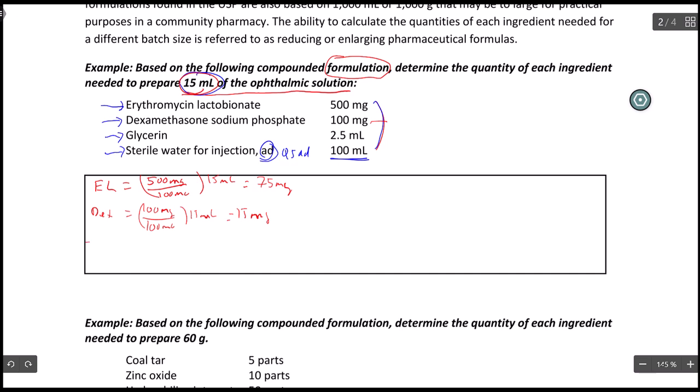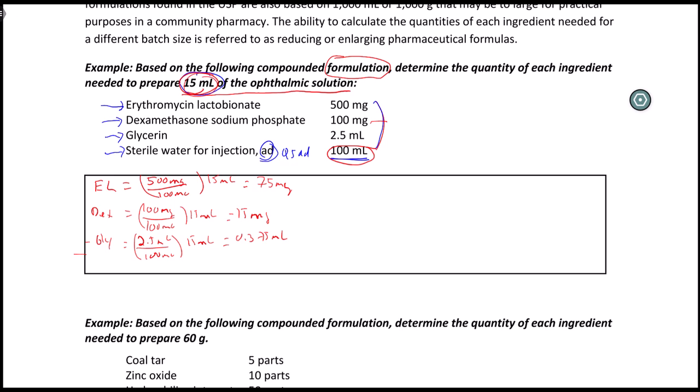And you could do the same for glycerin. All right, so glycerin is 2.5 mLs per every 100 mLs that we make. We're only going to make 15 mLs, so we're going to use 0.375 mLs. This is like saying this recipe is for 100 cookies. We only want to make 15 cookies. What do we do? How do we reduce the formula? This is what we're doing.